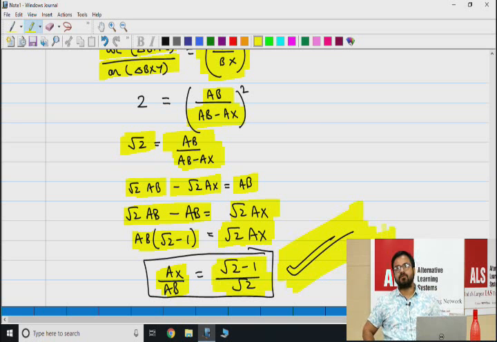Is this clear, Kohima, now? A little bit different approach in this one. Although the concept is the same, the ratio of areas of similar triangles is equal to the square of the ratio of corresponding sides. That's great. Copy this down.